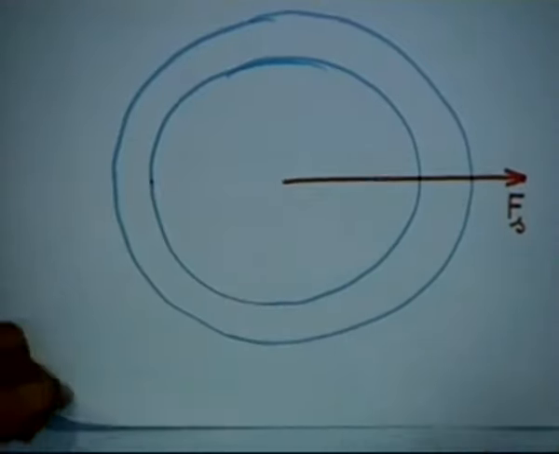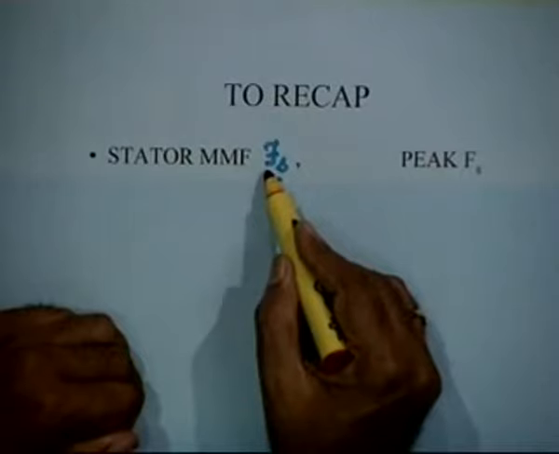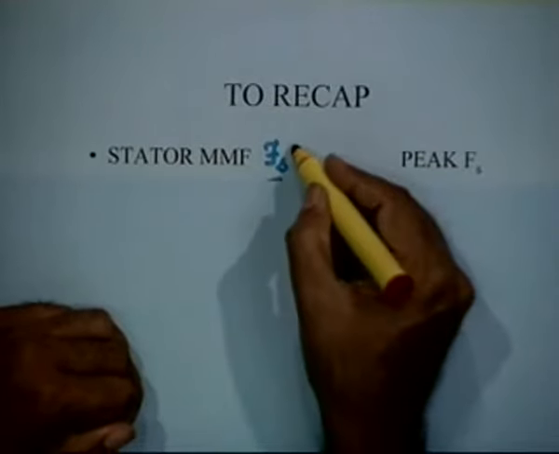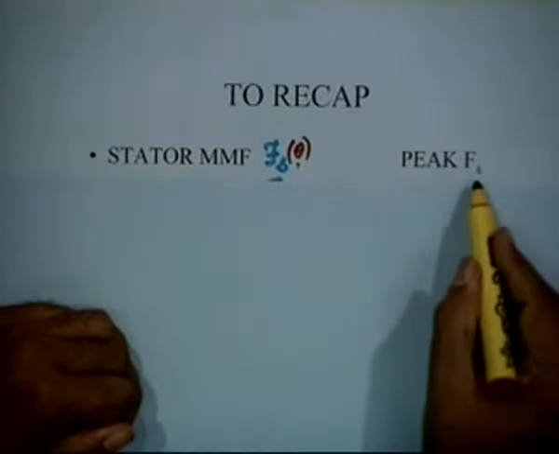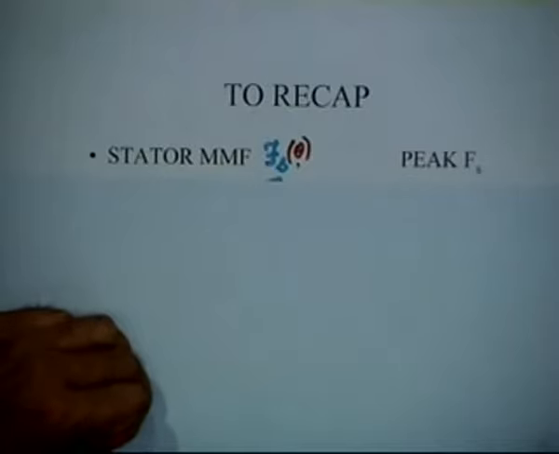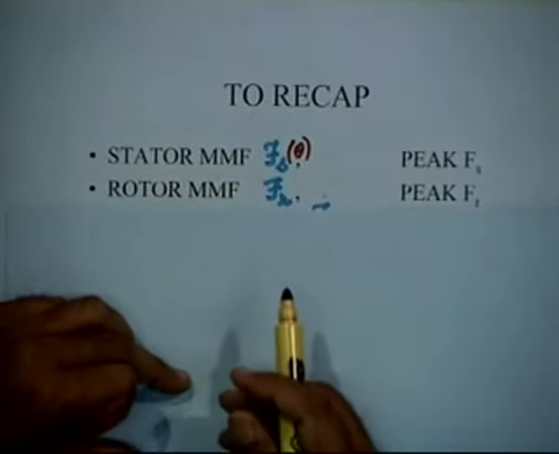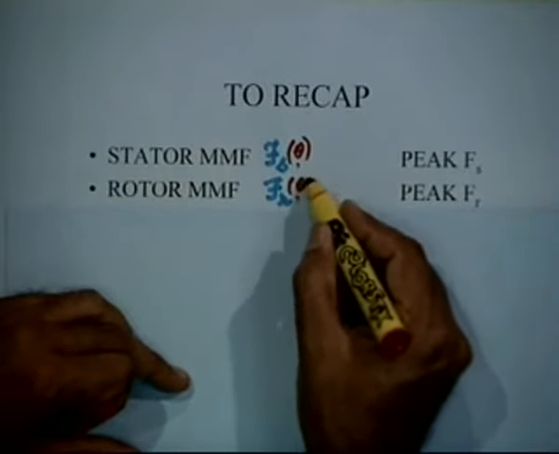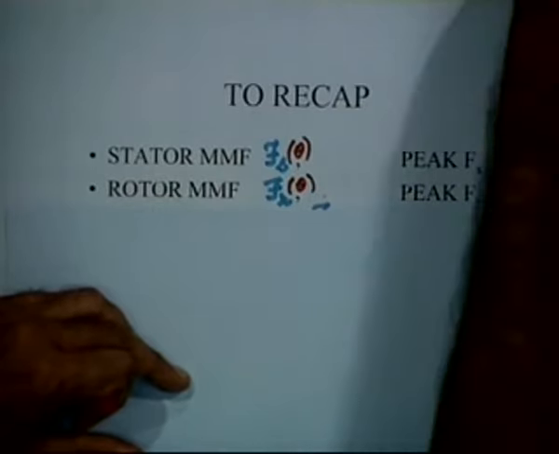Okay. Now that means this Fs italic is at any position theta in the air gap, but its peak value is Fs. Next we say, similarly, a rotor, if you excite the rotor, it will have at any position Fr theta and with a peak value Fr.